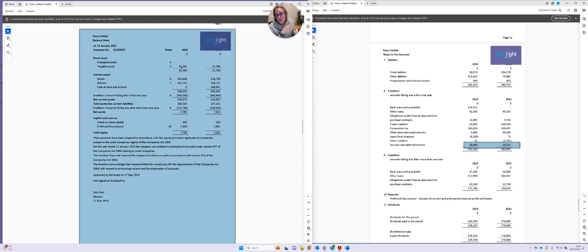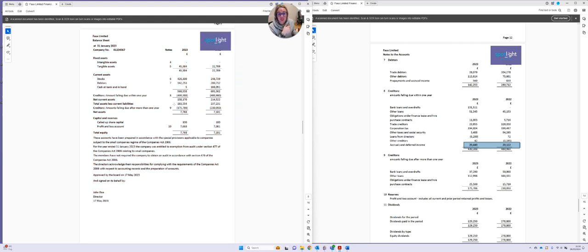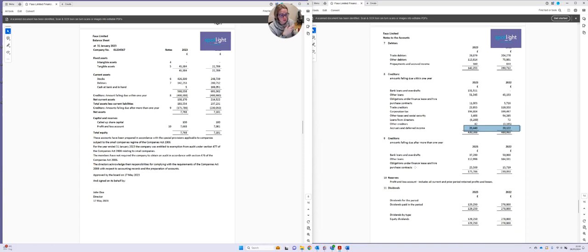You then add on your fixed assets and then deduct your loans after 1 year. So again, if we look here, they've got other loans. If I was looking at these accounts and looking to finance, I would want to look at what those loans relate to.